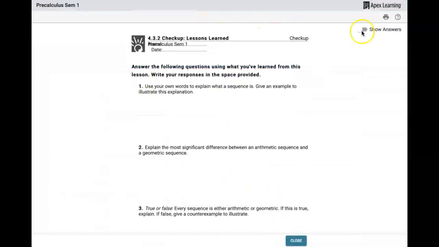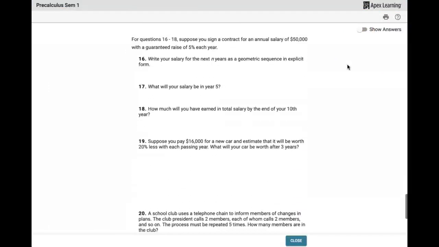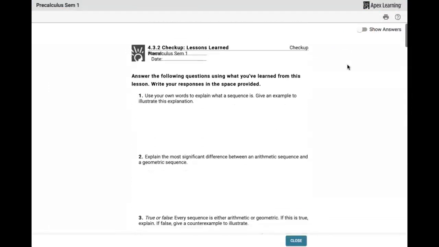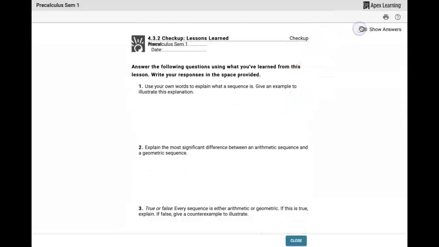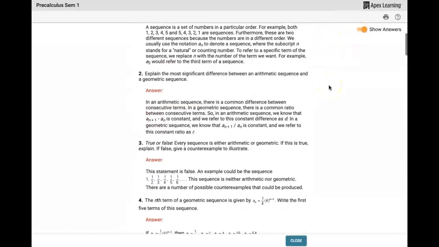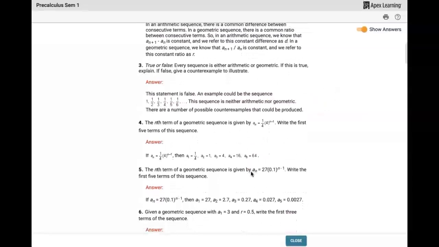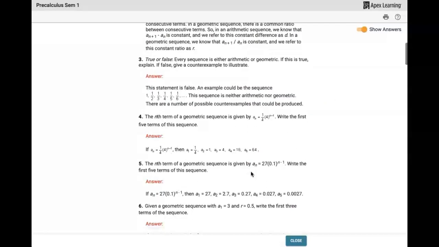All right, so then looking at our checkup here, most of these are going to be word problems. It does seem pretty lengthy, and I'm not going to go through the whole thing with you. I just want to give you some of the highlights. So true or false, every sequence is either arithmetic or geometric? The answer is false. It could be a lot of different things, and there could be a lot of different examples.